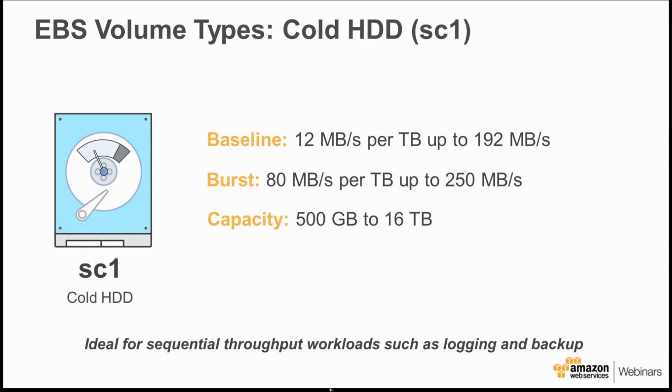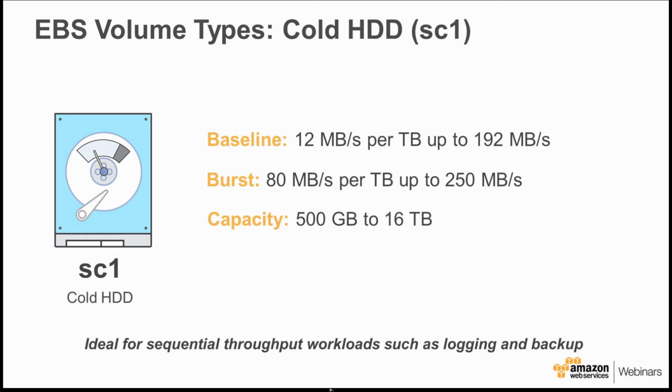Our next volume type is cold HDD, or SC1. SC1 is a lot like ST1, but has a more modest performance of 12 megabytes per second per terabyte of baseline and 80 megabytes per second per terabyte for burst with a max of 250 megabytes per second. So you get about half the max performance of ST1, but it's actually half the cost.